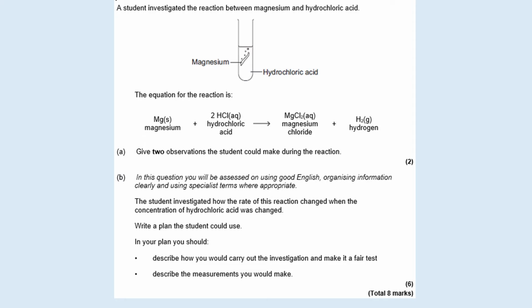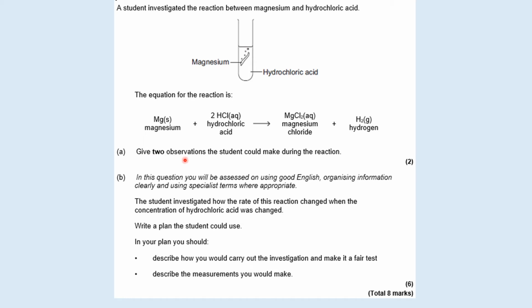The easiest thing to do in terms of looking at how these types of questions work is to actually look at an example. So here's one between some magnesium and hydrochloric acid, and here's your chemical equation. You've got some solid magnesium, some hydrochloric acid solution to form some magnesium chloride solution and hydrogen. So this is a two-parter.